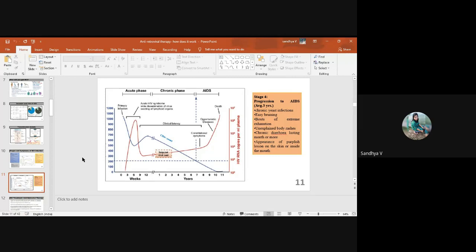There you can see the set point viral load. It will be in clinical latency, and your CD4 count will also gradually reduce. In this state, it will progress to AIDS, where you can get constitutional symptoms and opportunistic diseases like cancer, and co-infection with hepatitis B and TB. If not treated, this will lead to death.